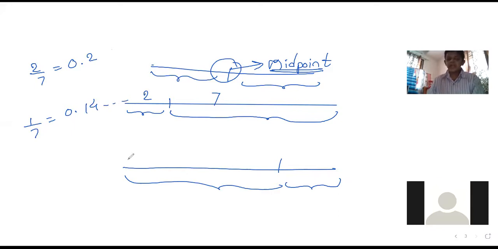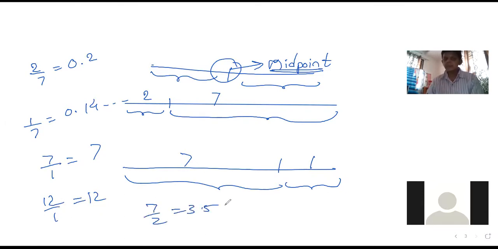If it is the opposite case, 7:1, 7 parts to 1 part, the ratio would be 7. 12:1, the ratio will be 12. 7:2, the ratio would be 3.5, something like this. Means the ratio also cannot be negative, there is no question of it. The ratio can also never be 0. How can the ratio be 0? 0 parts to 0 parts.